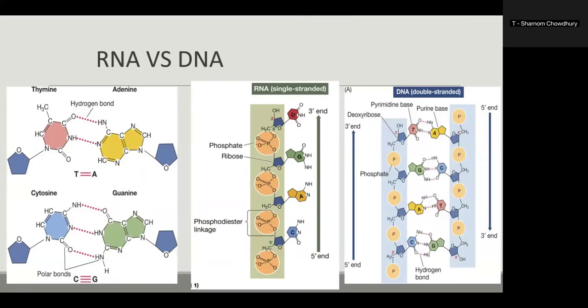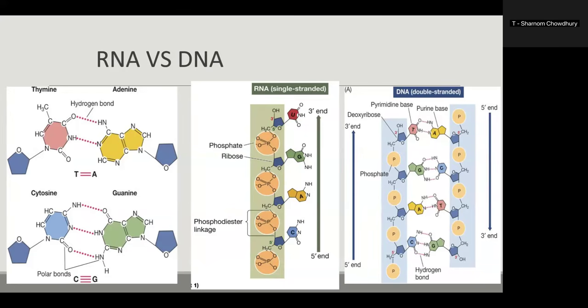So what are the differences between RNA versus DNA? The main thing we want to go over first is the bonds. Adenine and thymine create hydrogen bonds with each other, and cytosine and guanine create hydrogen bonds with each other. Adenine and thymine create two hydrogen bonds, cytosine and guanine create three hydrogen bonds. So this is in DNA. However, in RNA, adenine binds with uracil instead of thymine. Cytosine and guanine remain the same in both RNA and DNA.